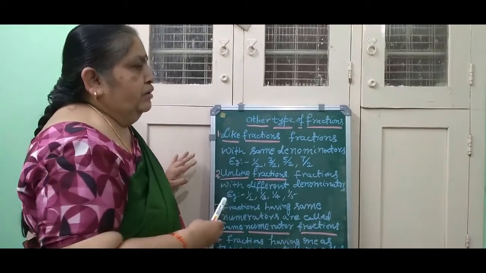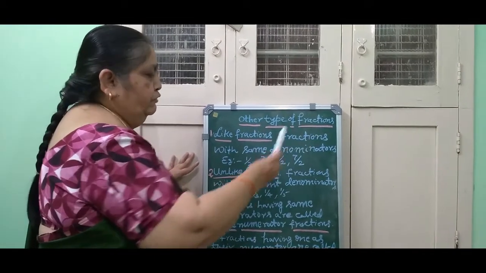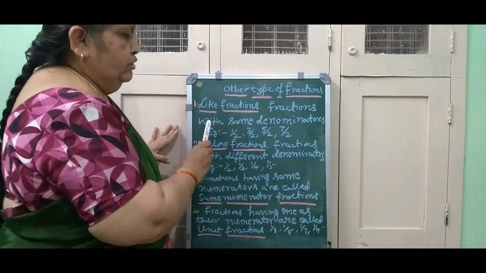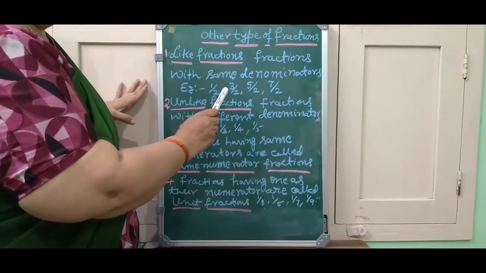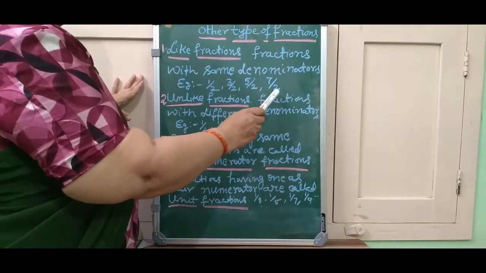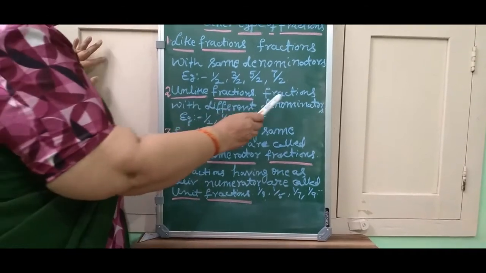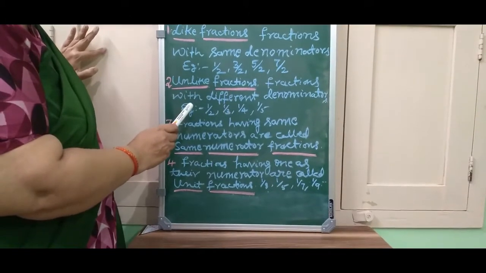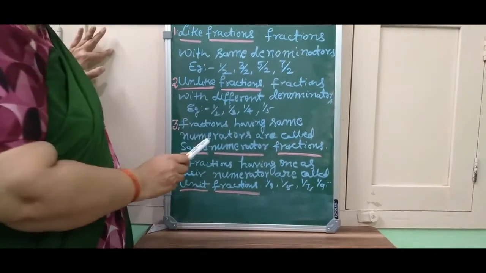In today's video, I have explained to you about the other types of fractions. The first one is the like fractions. Fractions with same denominators are called like fractions. 1 by 2, 3 by 2, 5 by 2, 7 by 2. And unlike fractions, fractions with different denominators are called unlike fractions. Example, half, 1 by 3, 1 by 4, 1 by 5.